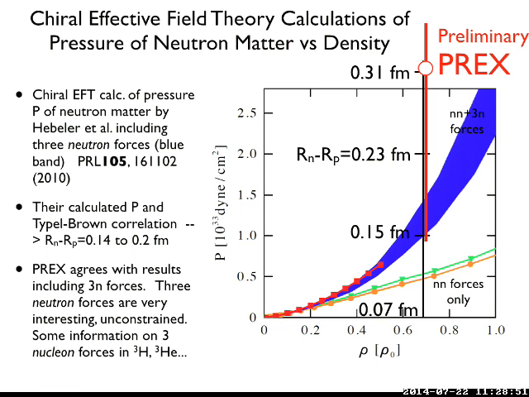Actually, let me say something. Up to what density these chiral effective field theory calculations converge, I think, is an open question. It's an important question. The hope is they converge up to around normal nuclear density, but maybe not.